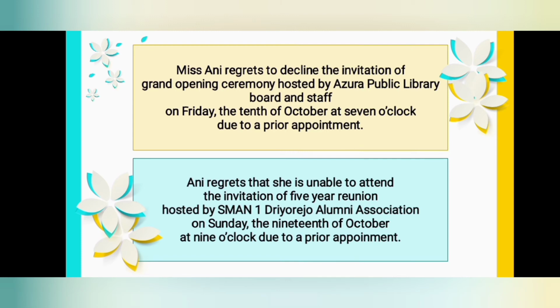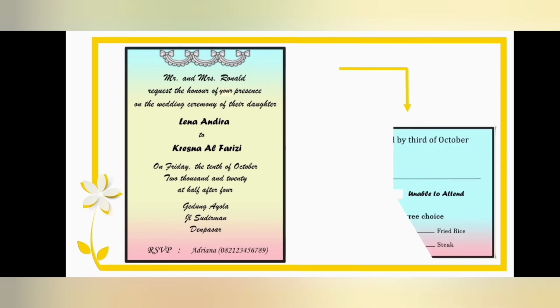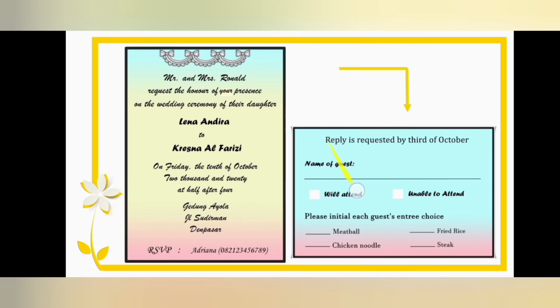Tapi dalam suatu acara formal tertentu, biasanya orang yang mengadakan acara juga telah menyediakan response card. Jadi seperti ini response card itu. Nah, kalau seperti ini kita tinggal mengisi saja. Ini yang pertama, name of the guest. Jadi nama tamu. Misalnya ini nama saya ya. Lalu kita centang apakah kita bisa hadir atau tidak. Jika kita bisa hadir berarti dicentang yang will attend. Kalau tidak bisa hadir berarti dicentang yang unable to attend.